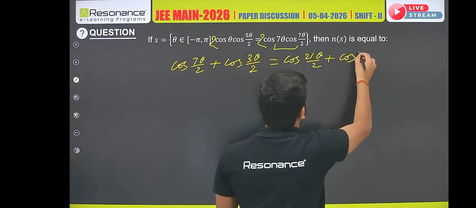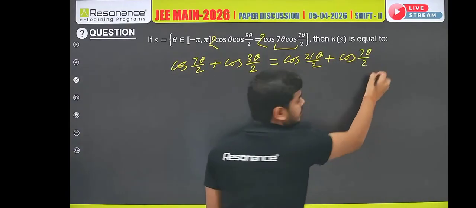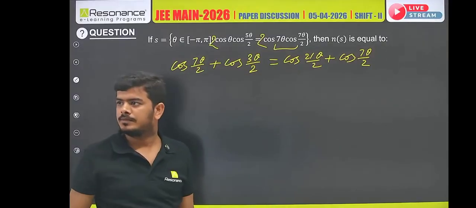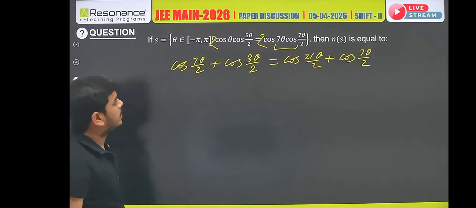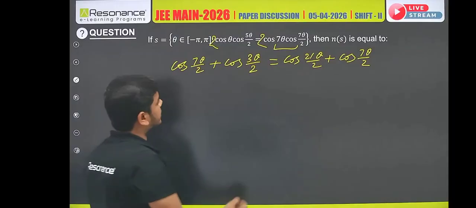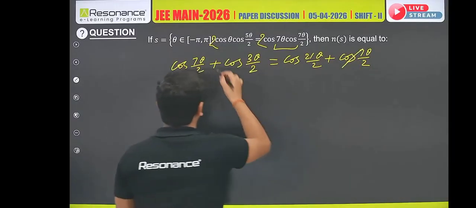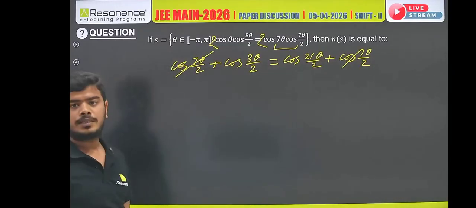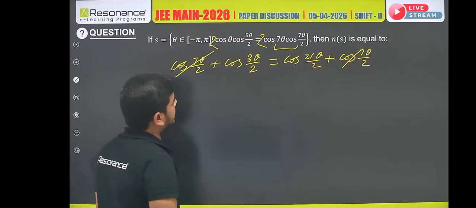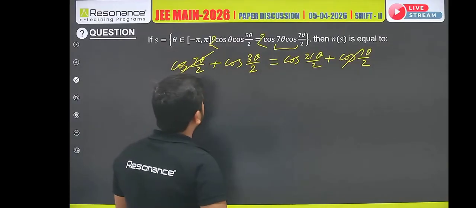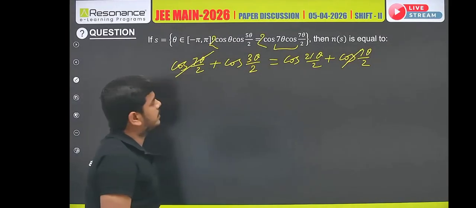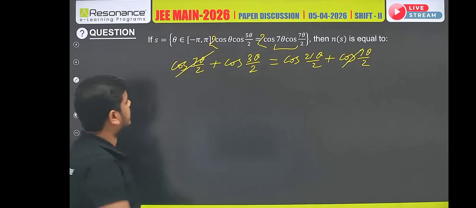Cos 7 theta by 2. You can cancel it. So this will become cos 3 theta by 2 is equal to cos 21 theta by 2.